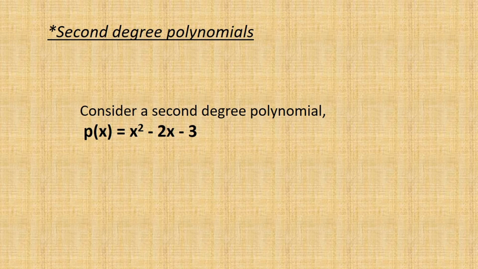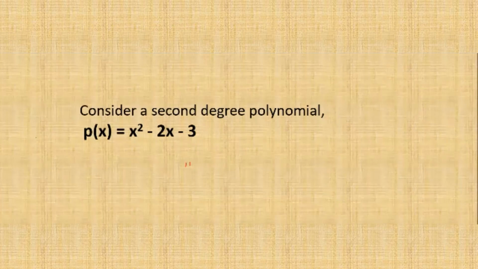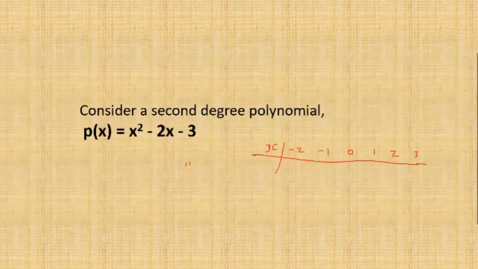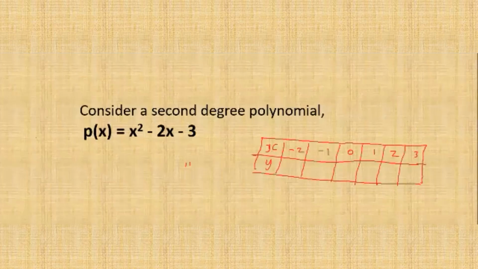Okay, so we want to get the coordinate points. I take x values minus 2, then minus 1, then 0, then 1, then 2, and then 3. Now you have to find the corresponding y values. You do it yourself. I think you can do this in your mind. What is y? y is x square minus 2x minus 3. What will be the value of y if x is equal to minus 2? What will be the value of y if x is equal to minus 1?